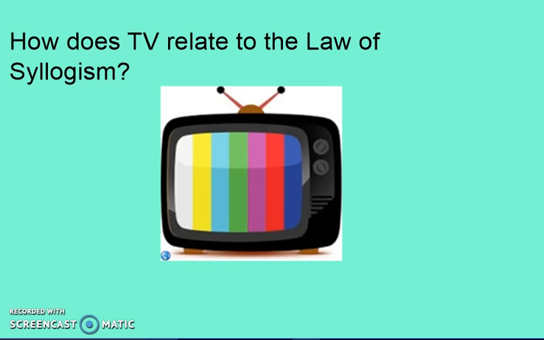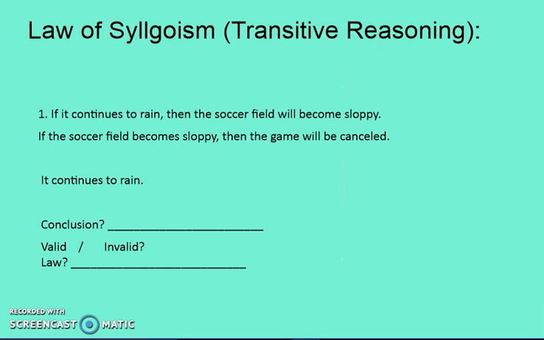Now, tomorrow we're going to be focusing on how it relates to TV, because you've seen this law plenty of times both in TV and books that you've read. You just don't realize it's geometry happening in real life. So, if we want to talk about what it is, it's a type of transitive reasoning. And if you remember the transitive property from algebra, if A equals B and B equals C, then A has to equal C. Well, it's going to be similar, but now we're going to use conditional statements.